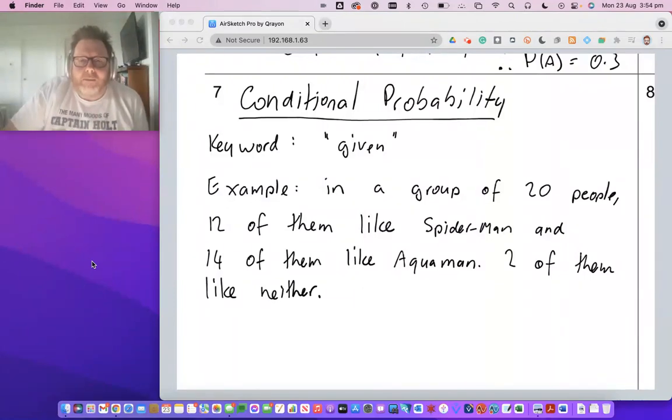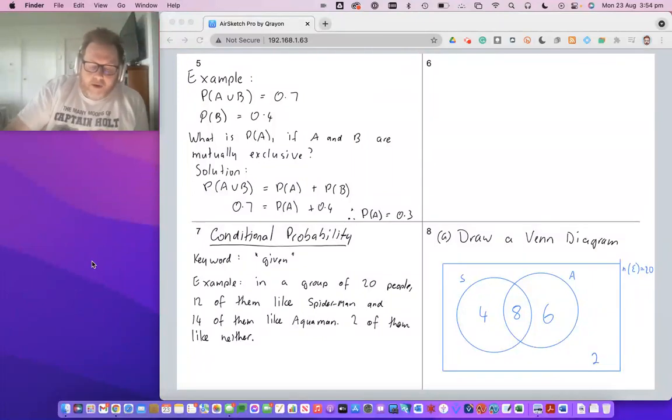In a group of 20 people, 12 of them like Spider-Man and 14 of them like Aquaman. 2 of them like neither. So what we're going to do is construct a Venn diagram. I could have done a Karnaugh map, but I'll just stick with a Venn diagram. And then I'm going to lead you through some fundamental questions leading up to conditional probability to see how that works. Okay, so here's the Venn diagram here.